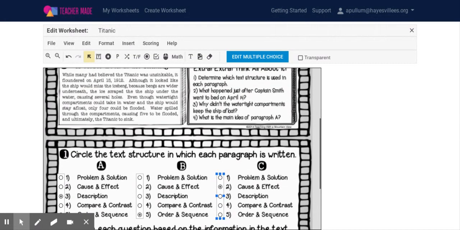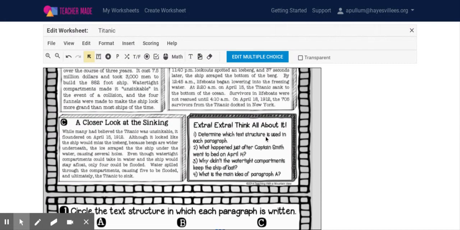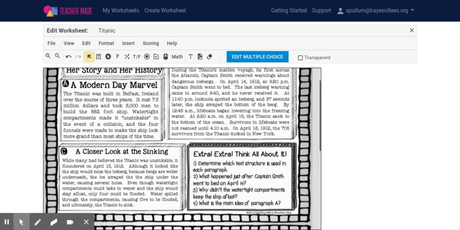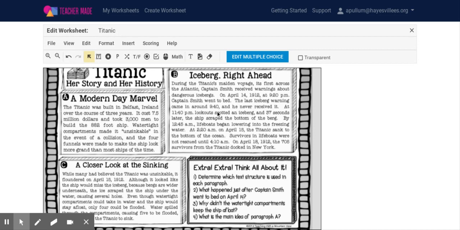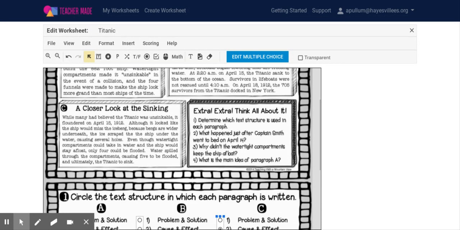And down here on numbers 2, 3, and 4, you're going to answer these questions. Number 2, what happened just after Captain Smith went to bed on April 14th? Well, a sample sentence would be, after Captain John Smith went to bed on April 14th, he received, and I would come right back up here to the passage, and it says that the last iceberg warning came in at 9:40. That is a sample sentence of what you could say.